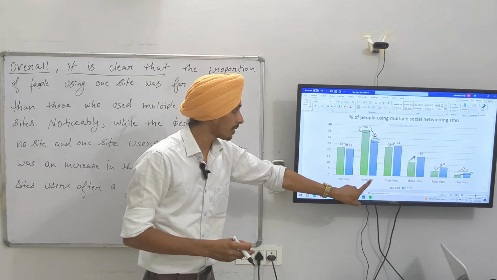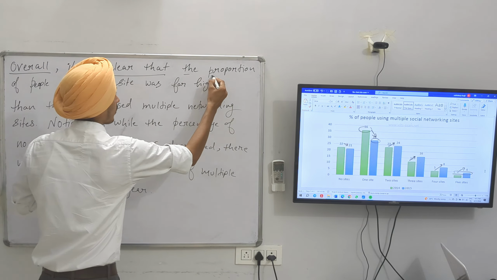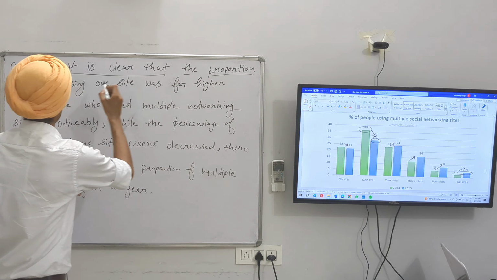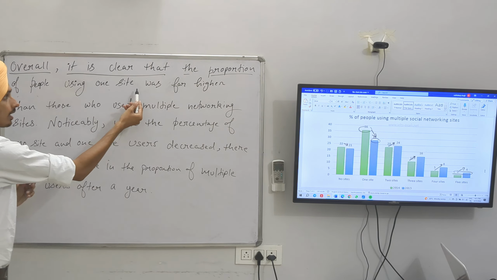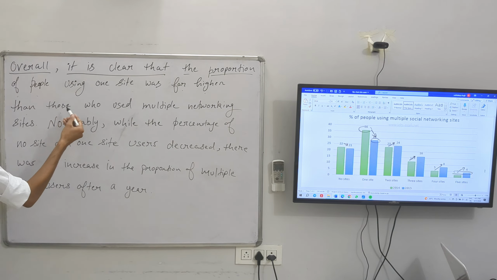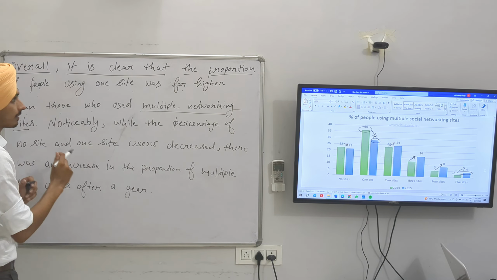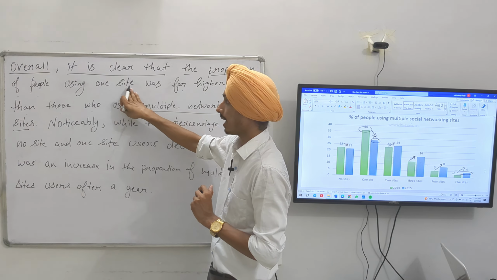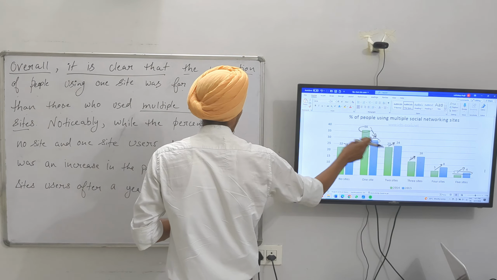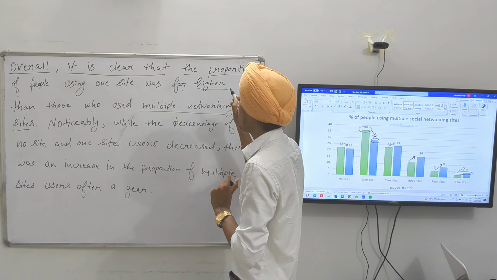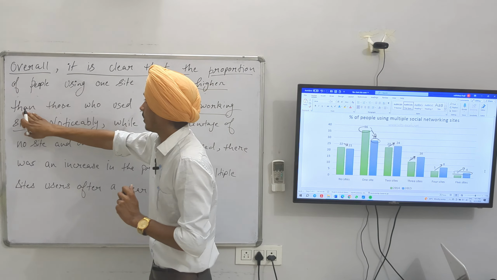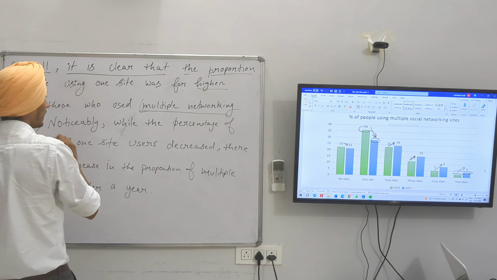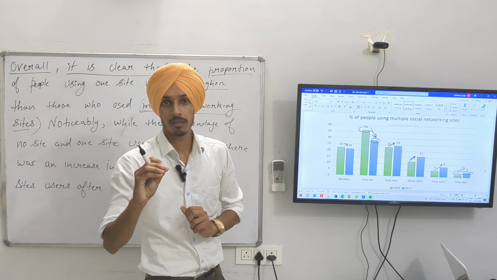So the first sentence was the percentage of one site users. So I have written the proportion. Proportion is a great word to use in place of percentage. The meaning is same. The proportion of people using one site was far higher than those who used multiple networking sites. What does it say? It says the proportion, means the percentage of people using one site, the proportion of those people was far higher. Far higher means extremely more than those who used multiple networking sites. Multiple networking sites means those who were using numerous websites.